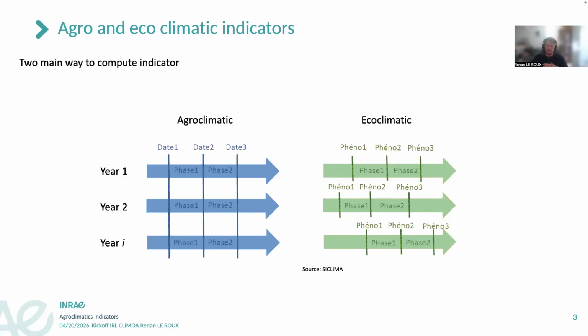The second approach is the ecoclimatic indicators, which are based on phenological stages. So you need to compute the phenological model, and then you look at key stages, for example, bud break to flowering, and you compute the number of days of frost between bud break and flowering every year. So the dates of the computation are different, but you always focus on the key and sensitive stages of the crop for this kind of event.